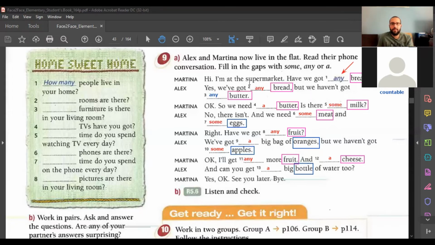What about number 2 here? Yes, we have got any. We have got. Is this positive or negative? Positive here. We use some. So should we change any to some? Do you want to change it or leave it? Just 1 minute. Any bread. Some. Okay.